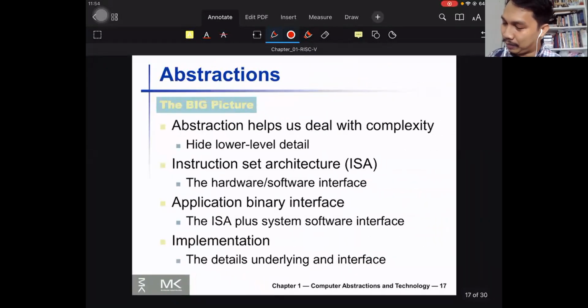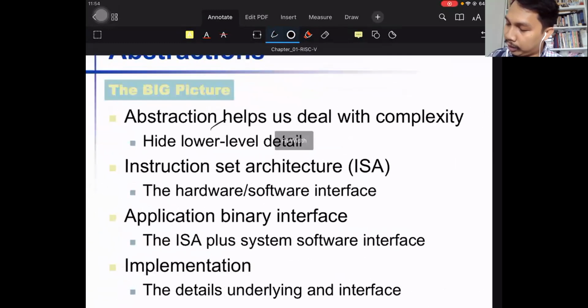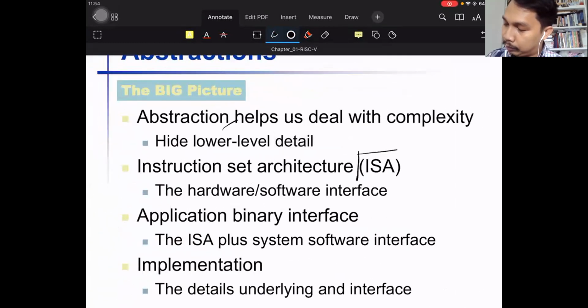Alright. We only have a few minutes, so let me go through a few important slides. We've already covered abstraction earlier. ISA, now what is ISA? This is also an important term. I will require something from you related to this.